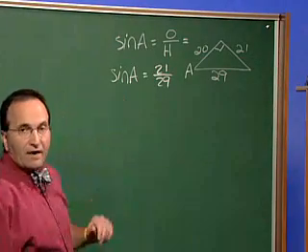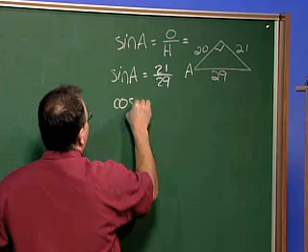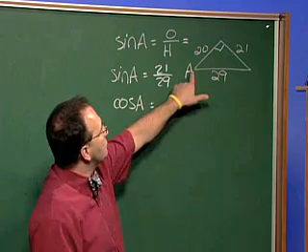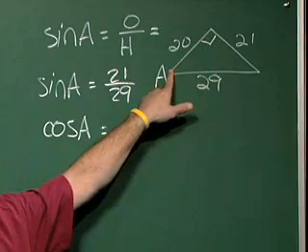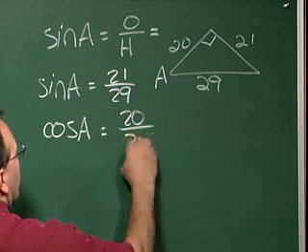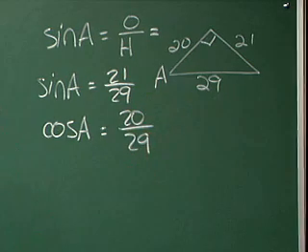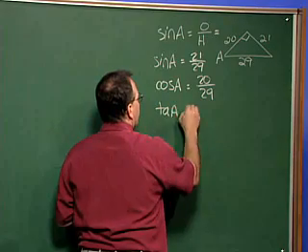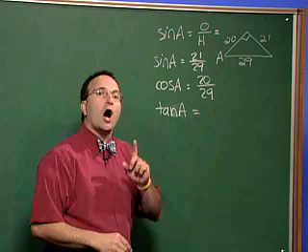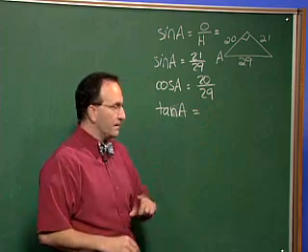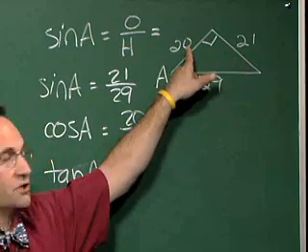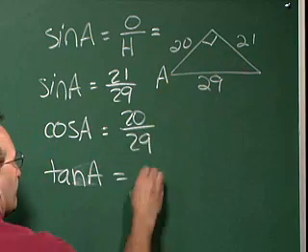Next, we'll find the cosine. The cosine of A is the side adjacent. Well, adjacent to A is 20, divided by the hypotenuse, which is 29. So that's our cosine. The tangent of A is equal to the opposite over the adjacent. So for our angle, opposite is 21, adjacent is 20.